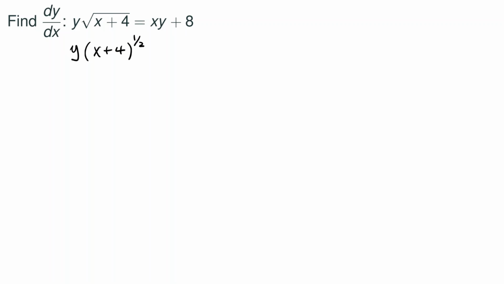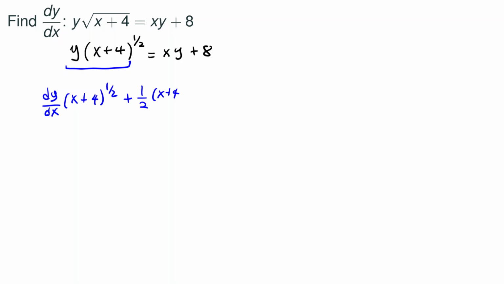Like this, equals xy plus 8. Now we're going to take the derivative. For this one, we need to use the product rule. So derivative of y is dy/dx times (x plus 4) to the half power, plus derivative of (x plus 4) to the half power, using the power rule: half (x plus 4), subtract 1, so we have negative half on the exponent, and multiply by y.